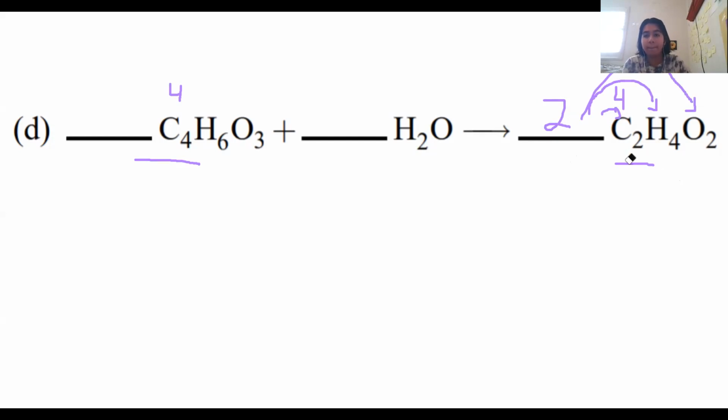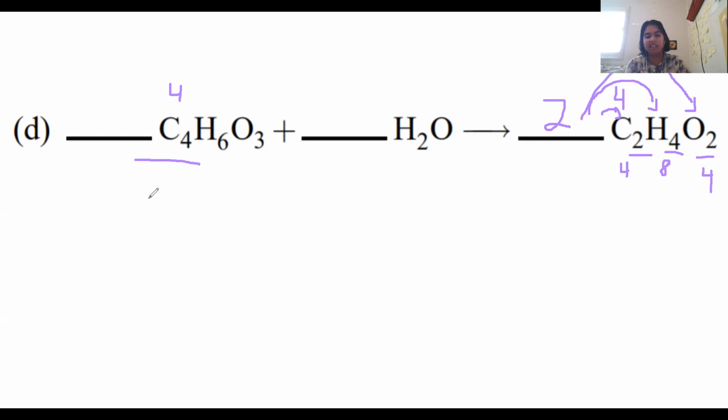That means that we have this 2 here, or this 4, right? We have 2 times 2, which gives you 4. And then we have this 4 times 2, which gives you 8. And then we have this 2 times 2, which also gives you 4. So in the end, we have 4 carbons, 8 hydrogens, and 4 oxygens, right?